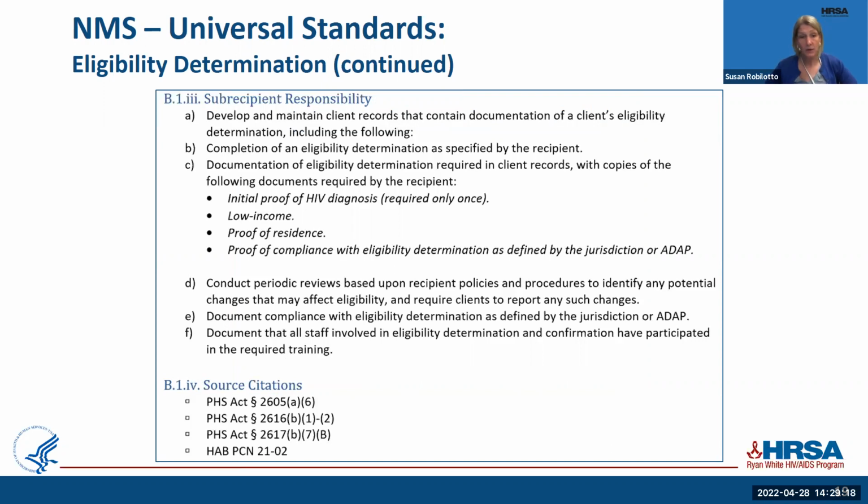The subrecipient responsibility section has also been updated to reflect the eligibility determination changes with Policy Clarification Notice 2102. This section no longer contains an initial eligibility determination and once a year 12-month recertification documentation requirements section, or a recertification minimum of every 6 months documentation requirements section. Instead, the National Monitoring Standards provides the recipient responsibilities in developing and maintaining client records that contain documentation of the client's eligibility determination through completing and documenting eligibility determination in client records, conducting periodic reviews to identify any potential changes that may affect eligibility, and requiring clients to report any such changes, documenting compliance, and documenting relevant staff training. Finally, the National Monitoring Standards provides the source citation so that recipients and subrecipients can ensure that they read and comply with all current and relevant authorities.